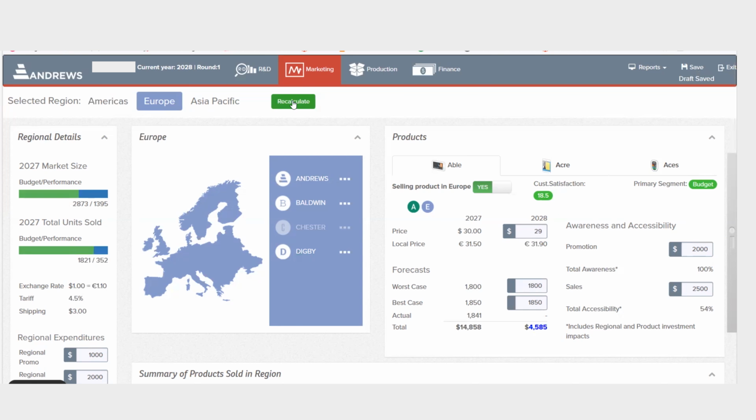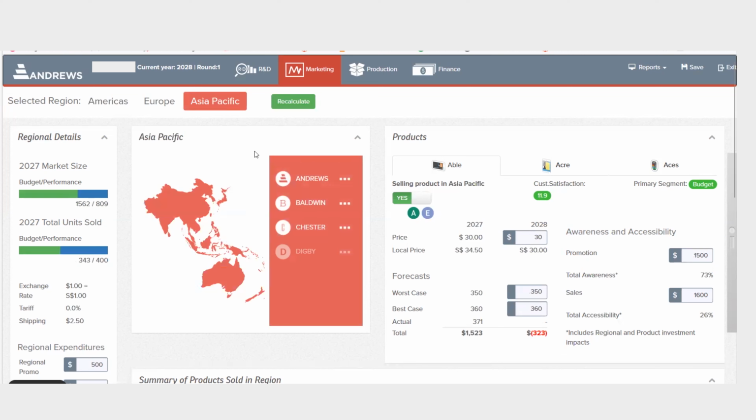Okay, for Asia Pacific, so again here we are going to increase the price a little bit, because you can see the exchange rate is favoring us, and that's why we have increased the price from 30 to 31, and that means the locals are going to enjoy a very favorable rate at 30 for their local price. And then when it comes to customer awareness and accessibility, we are spending 2000 for both cases, because we want to make sure that we maximize the awareness and accessibility that we're going to get in this region.